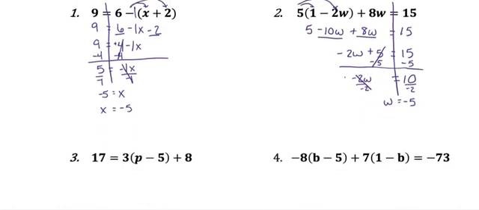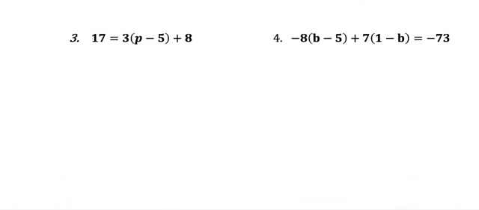Okay, we're going to take it up just a notch here. We're going to take a look at 2 more problems. Here on number 3, 17 equals, I'm going to give my balance. 17 is just a constant. I definitely see that I have distribution on the right-hand side. So let's go ahead and rewrite.